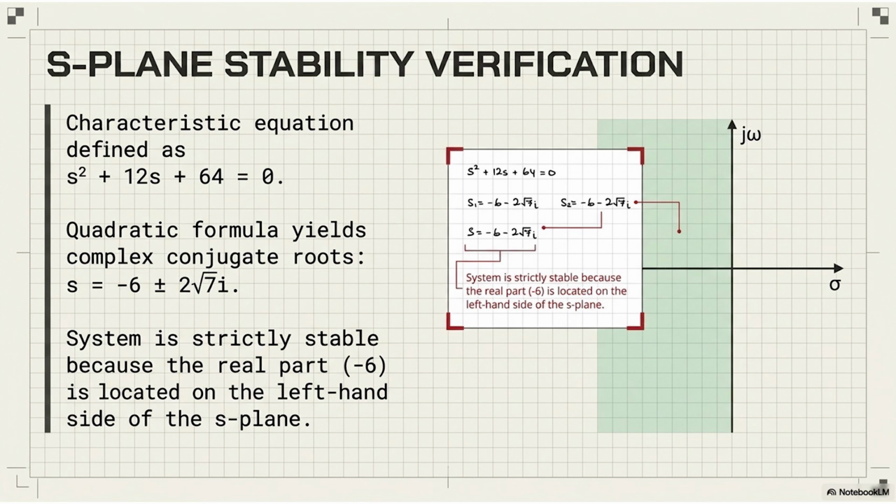Let us move on to the s-plane stability verification. To determine if our system is safe, we evaluate the characteristic equation s squared plus 12s plus 64 equal to 0. Using the quadratic formula, this yields complex conjugate roots at s equal to minus 6 plus or minus 2 root 7 i. When plotted on the s-plane, both roots have a real part of minus 6. Because this real part is strictly located on the left-hand side of the s-plane, the system is mathematically confirmed to be strictly stable.